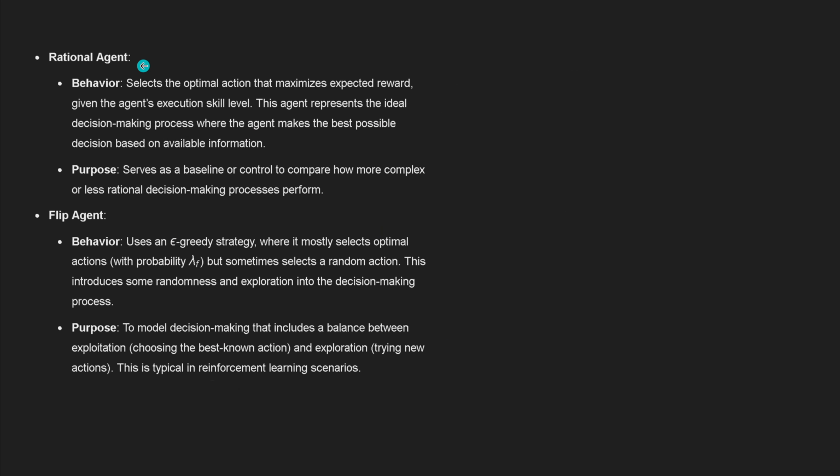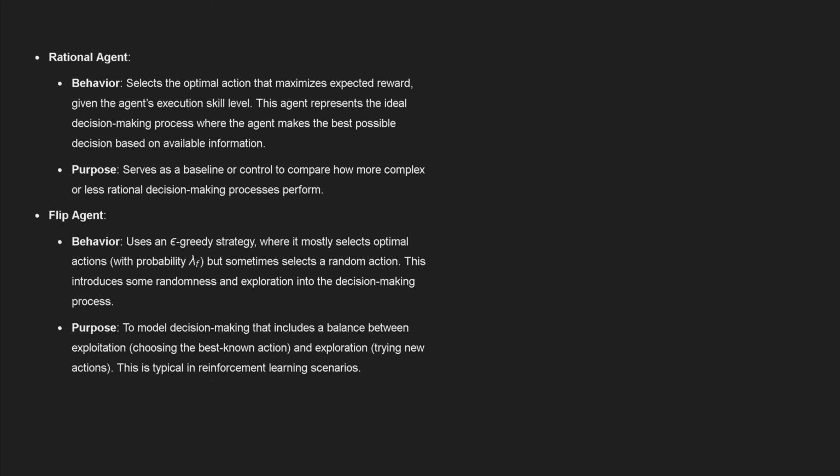At first, of course, we have the rational agent. It selects the optimal action that maximizes the expected reward given the agent's execution skill level. So this agent represents the ideal decision-making process where the agent makes the best possible decision based on the currently available information in your time slot. So it serves as a baseline or as a control group to compare how much more complex or less rational decision-making processes will perform against this particular benchmark.